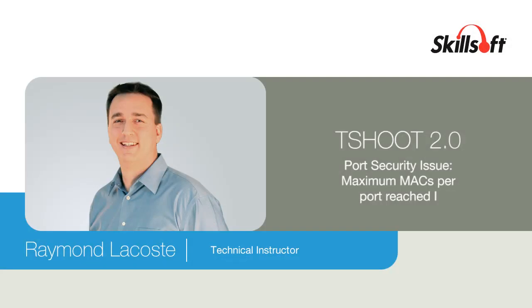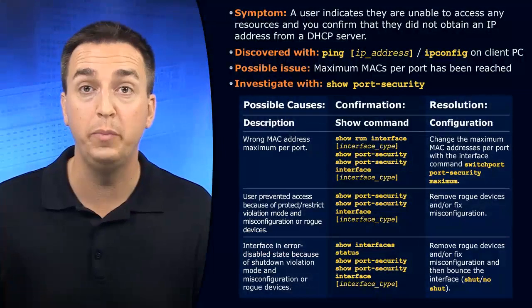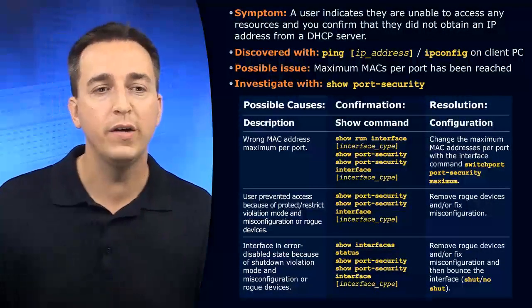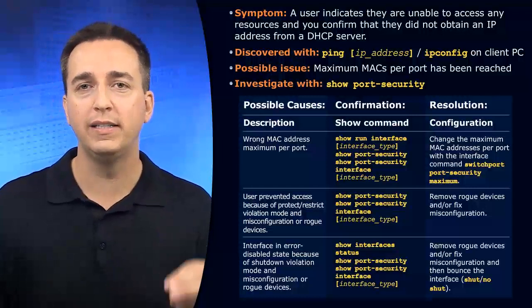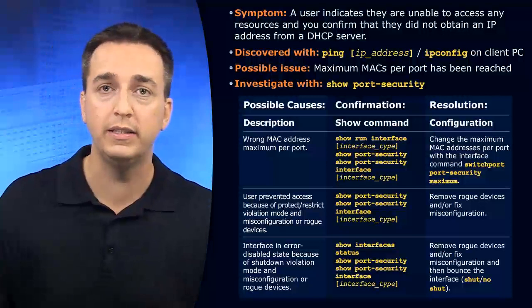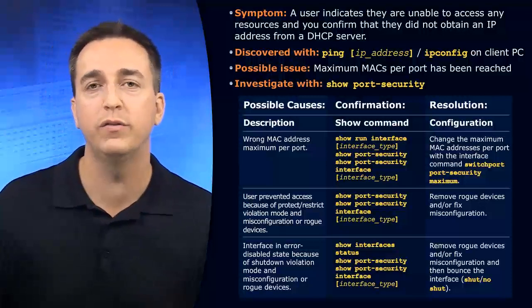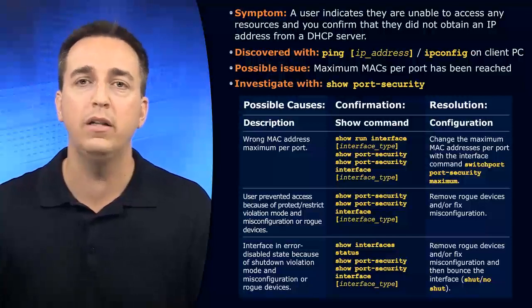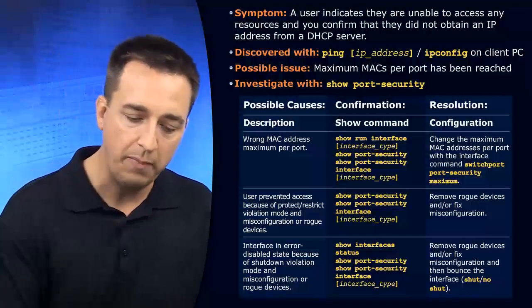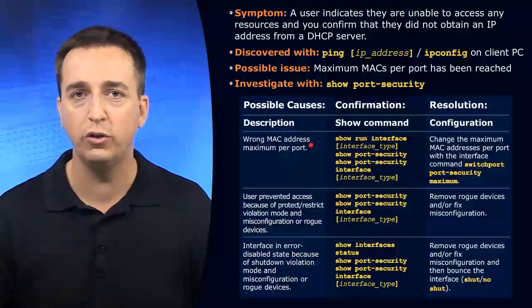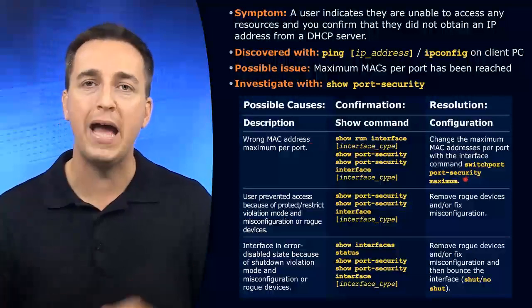By default, the maximum number of MAC addresses that will be learned on a port security enabled interface is 1. Therefore, if there's going to be more than one device connected to that switch port, for example, a phone connected to a PC or a VMware server connected to that port, then multiple MAC addresses will need to be learned. So you will have to change the maximum number of MAC addresses that are learned on that port, and you can do so with the switchport port-security maximum command.